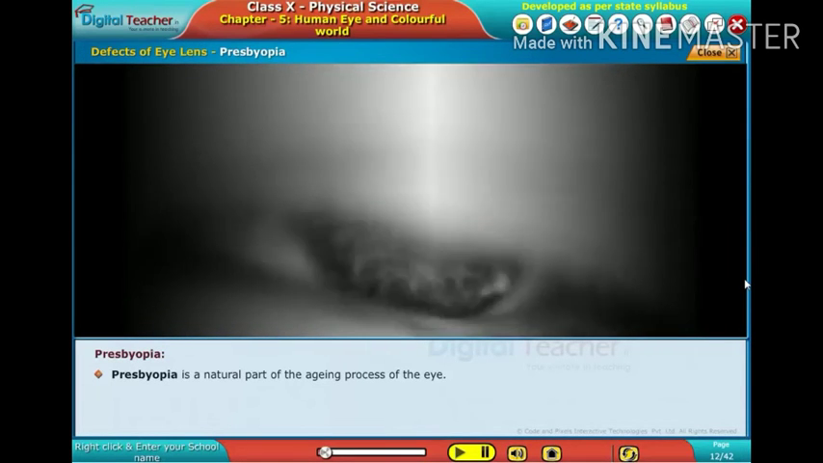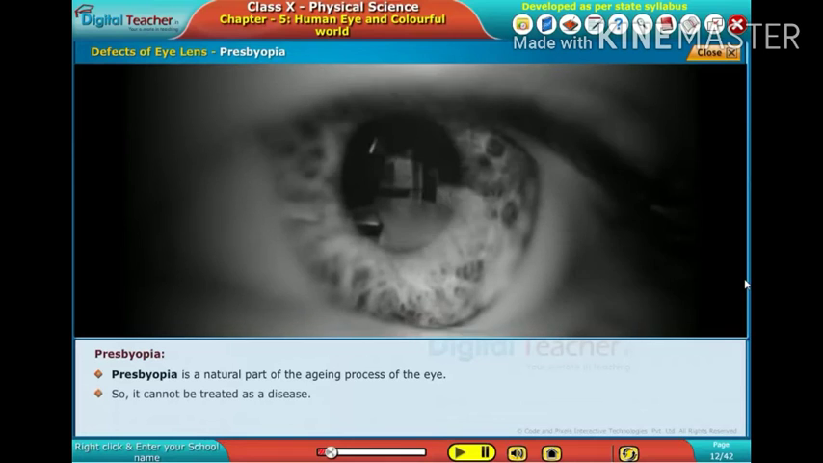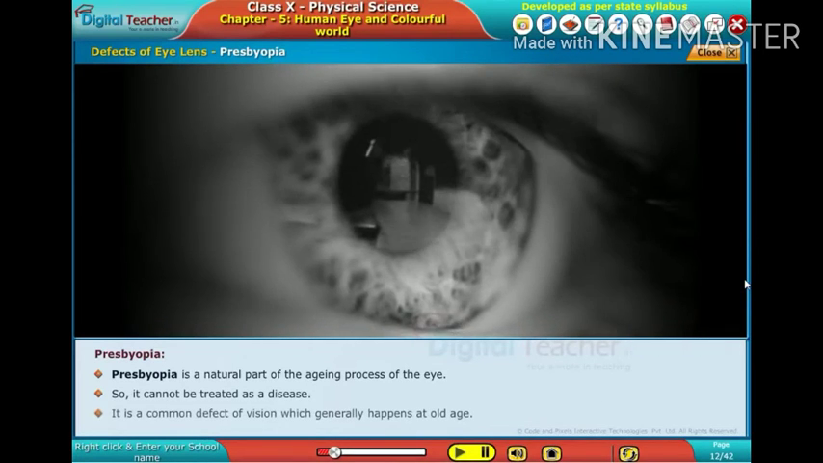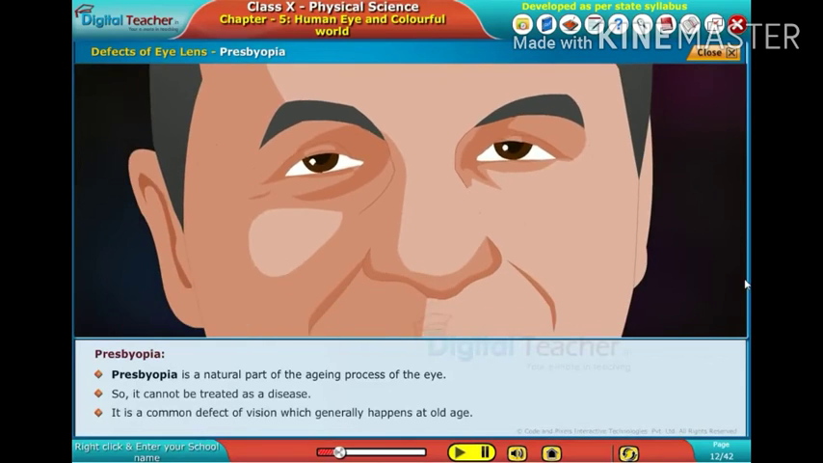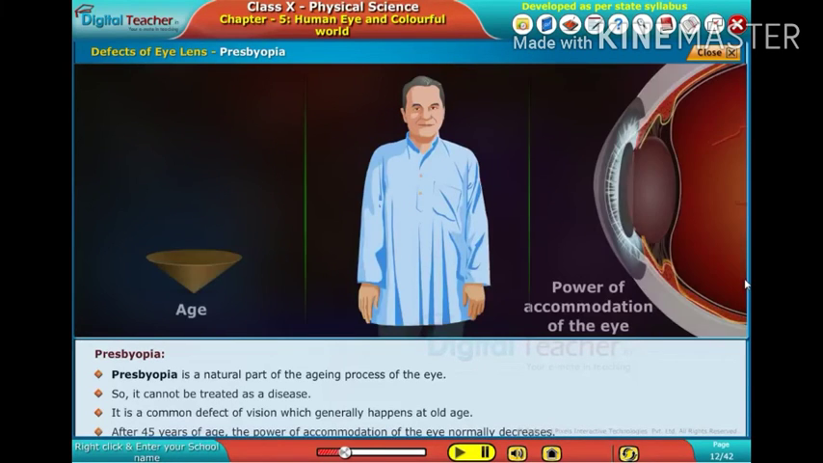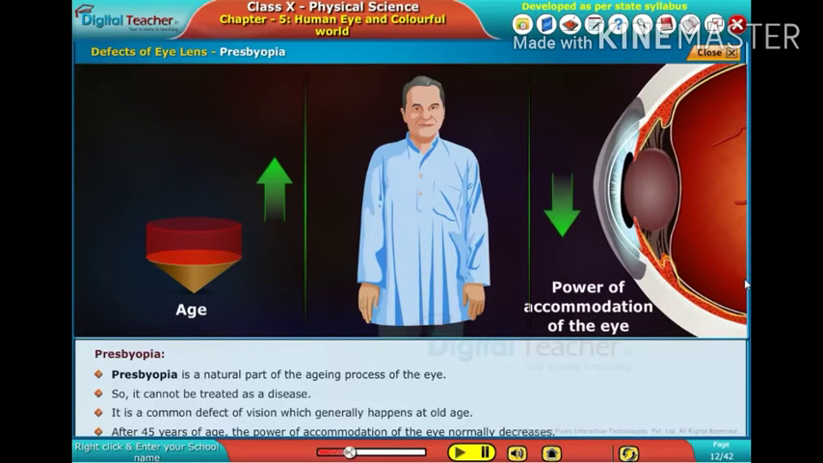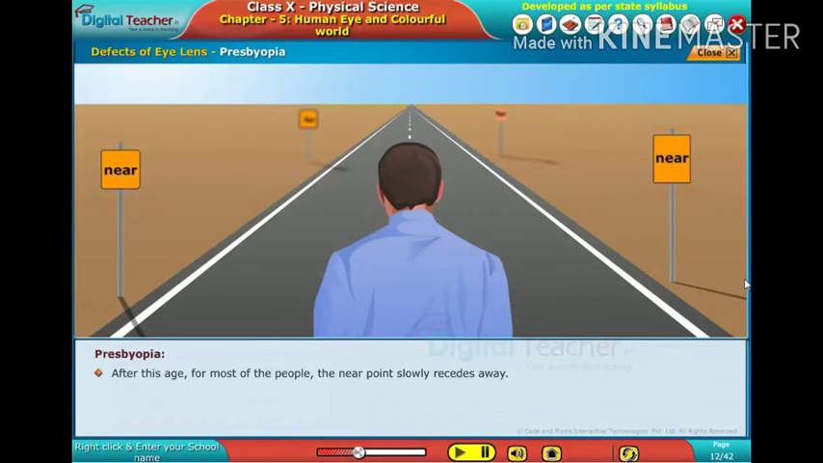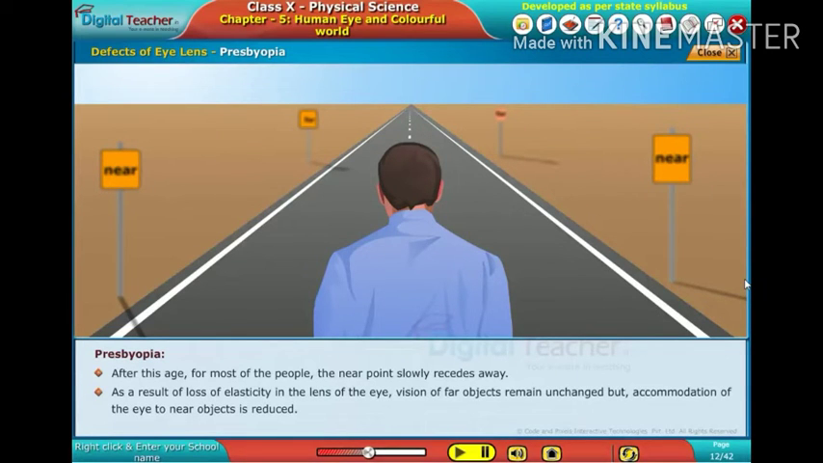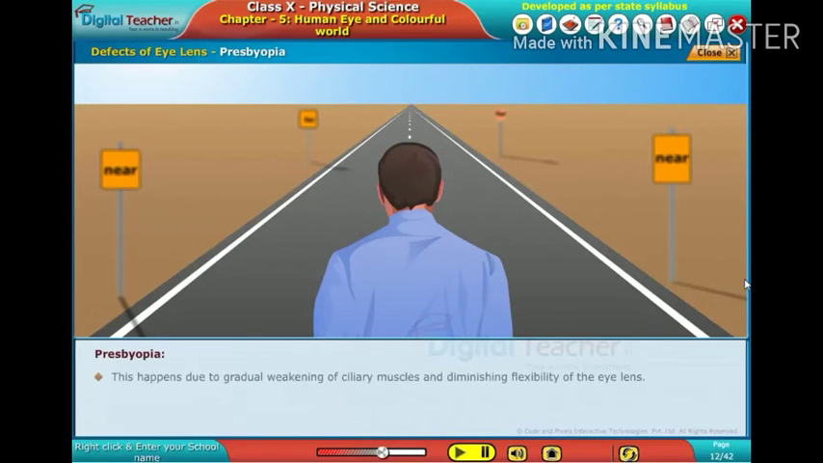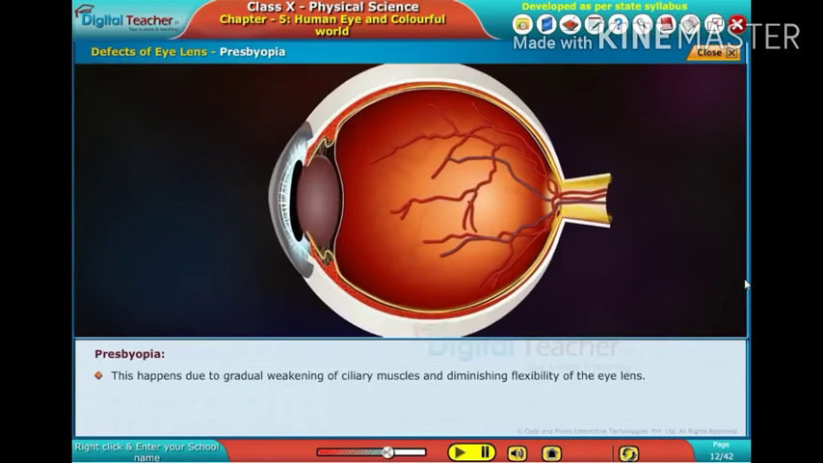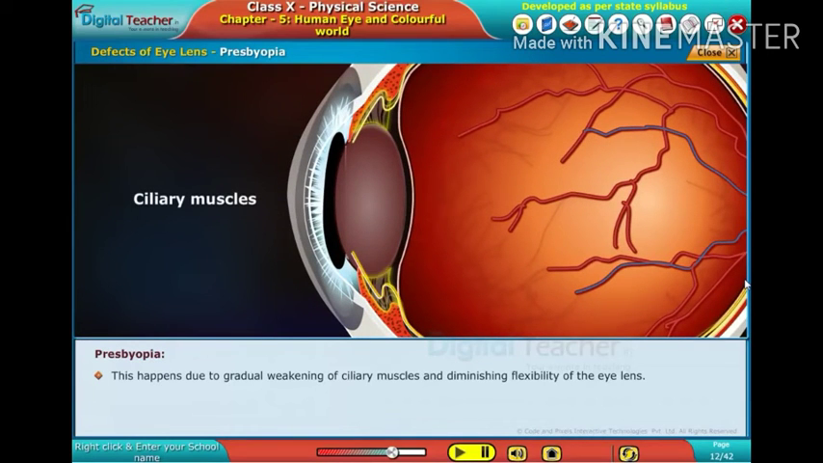Presbyopia is a natural part of the aging process of the eye. So, it cannot be treated as a disease. It is a common defect of vision, which generally happens at old age. After 45 years of age, the power of accommodation of the eye normally decreases. After this age, for most people, the near point slowly recedes away. As a result of loss of elasticity in the lens of the eye, vision of far objects remains unchanged, but accommodation of the eye to near objects is reduced. This happens due to gradual weakening of the ciliary muscles and diminishing flexibility of the eye lens.